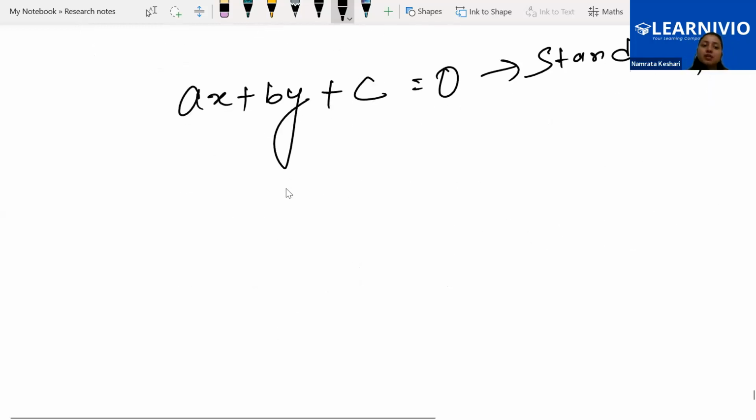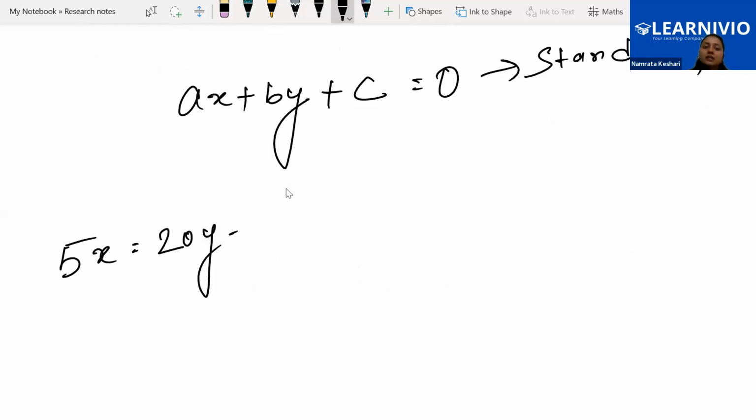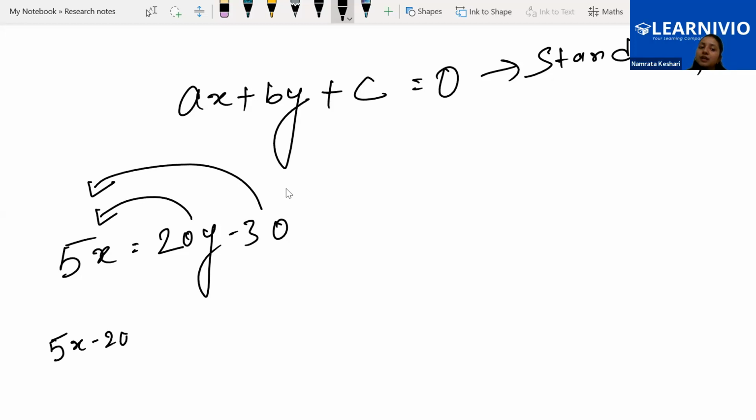Now if we are having an equation 5x is equal to 20y minus 30, and the question says write it in the standard format, then we have to write it in this format, ax plus by plus c is equal to 0. You can see the other side is 0. That means everything we are going to transpose to one side, and on the other side we will maintain 0. So we can take 20y to this side, and we can take 30 to this side. It will be 5x minus 20y plus 30 is equal to 0.